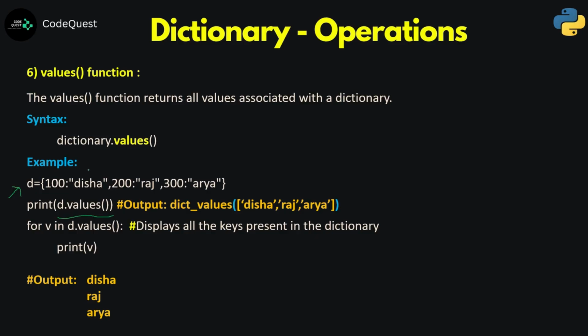So what does it do? All the values like this Disha, Raj, this Arya, they are going to be returned in the form of a list. Now we can also take the help of a for loop in order to print all the values that are present, just like we have done in the previous case. So here we are replacing what? d.values(), which is going to get me this list, and this for loop is going to access each of the elements, and we get this list printed.